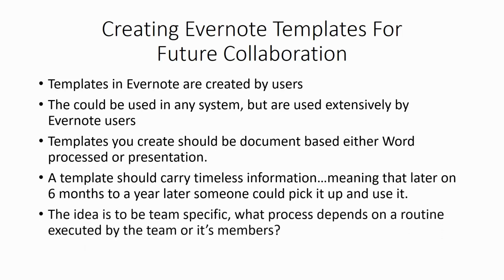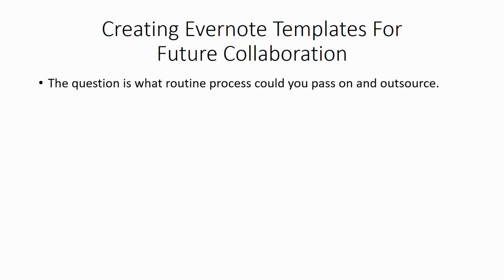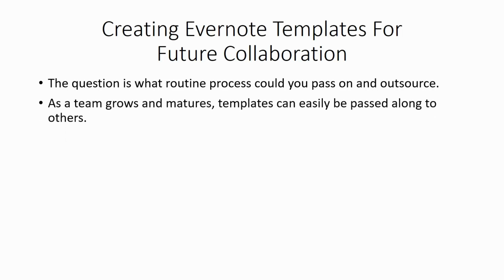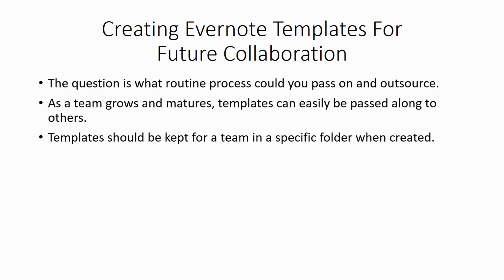And the idea should be team specific. What process in your team depends on a routine executed by the team or its members? The question is, what routine process could you pass on and outsource as a team? What is it that you're doing that someone else could be doing later in the future? Now, as a team grows and matures, templates can be easily passed on to others to do the process. In Evernote, templates should be kept for a team in a specific folder when it's created.